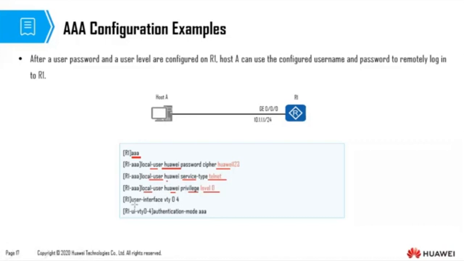Other than that, we also have the user-interface vty 0 4 that is used on system view to create the user interfaces that they can be able to use via telnet. So after you've created those VTY user interfaces, then you configure the authentication mode using the command authentication-mode aaa, like that.